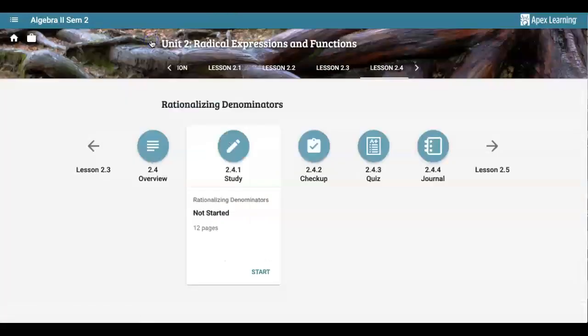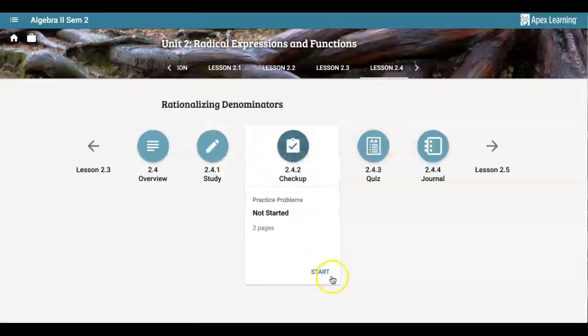Looking at 2.4 here, obviously we have this checkup, so we'll take a quick look at it and give you a couple hints here.